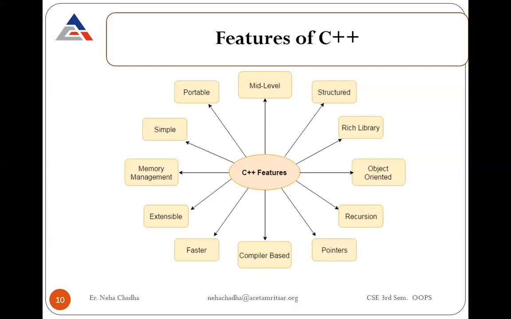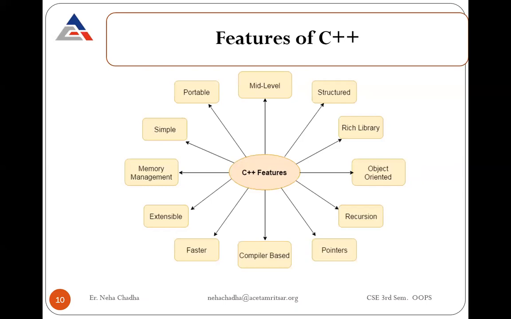Then is the memory management. It supports the feature of dynamic memory allocation. In C++, we can free the allocated memory at any time by calling the delete operator. Then is faster. The compilation and execution time of C++ is fast. Then the pointers. C++ provides the feature of pointers. We can directly interact with the memory by using the pointers. We can use pointers for memory, structures, functions, arrays, etc.